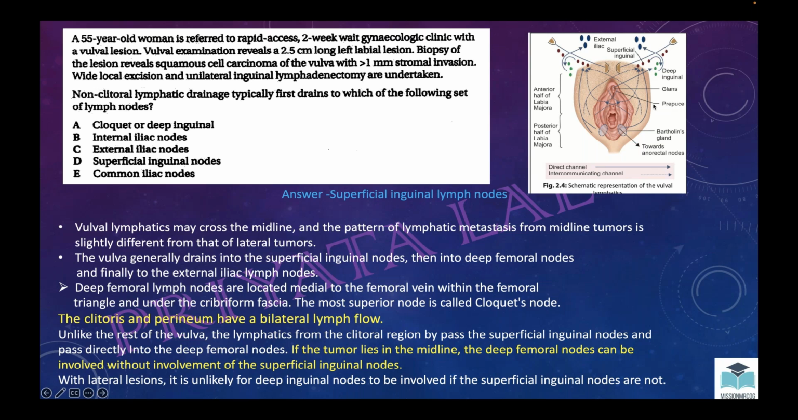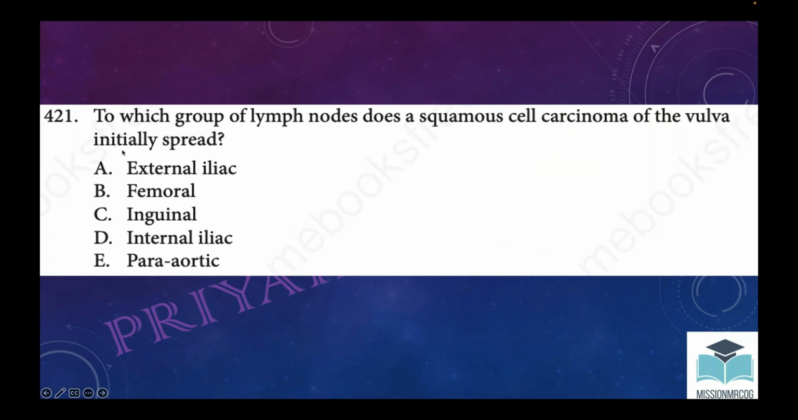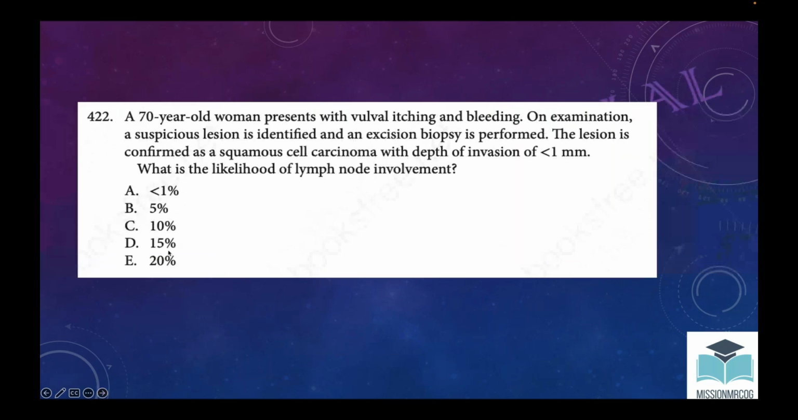So now this will be very easy. Initially they spread to inguinal nodes, ma'am. Inguinal, yes, nodes it is, nothing to be said. So, a 70-year-old woman with vulval itch and bleeding, on examination a suspicious lesion is found and a biopsy is done. Lesion confirmed squamous cell carcinoma with a depth of invasion less than 1 mm. So if less than 1 mm, then how much is the lymph node involvement? Less than 1%, ma'am. Yes, less than 1%.